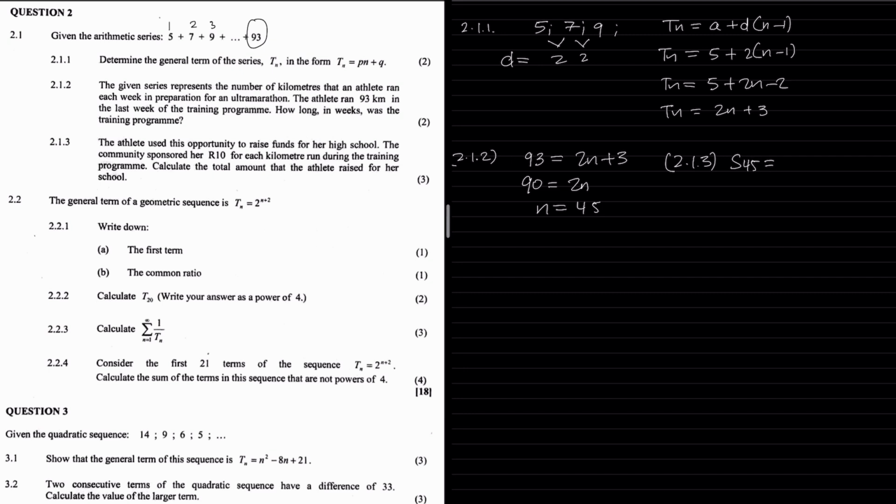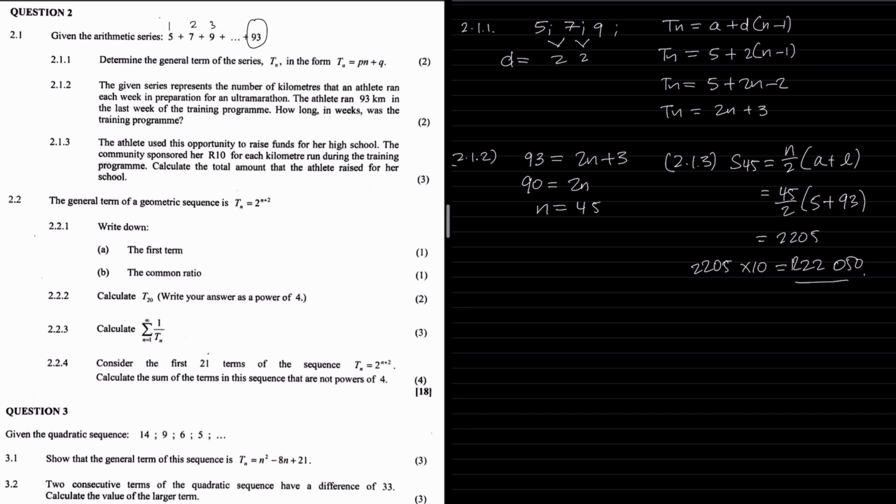Now the sum to 45 is going to be n over 2 into a plus l. So n is 45, so 45 divided by 2. A is our first value, so 5. L is our last value, 93. And then we can solve. So 2205. This is now the total number or the sum of the kilometers. But we want the total amount of money, so we need to multiply this by 10. So 2205 multiplied by 10 gives us 22,050 rand.